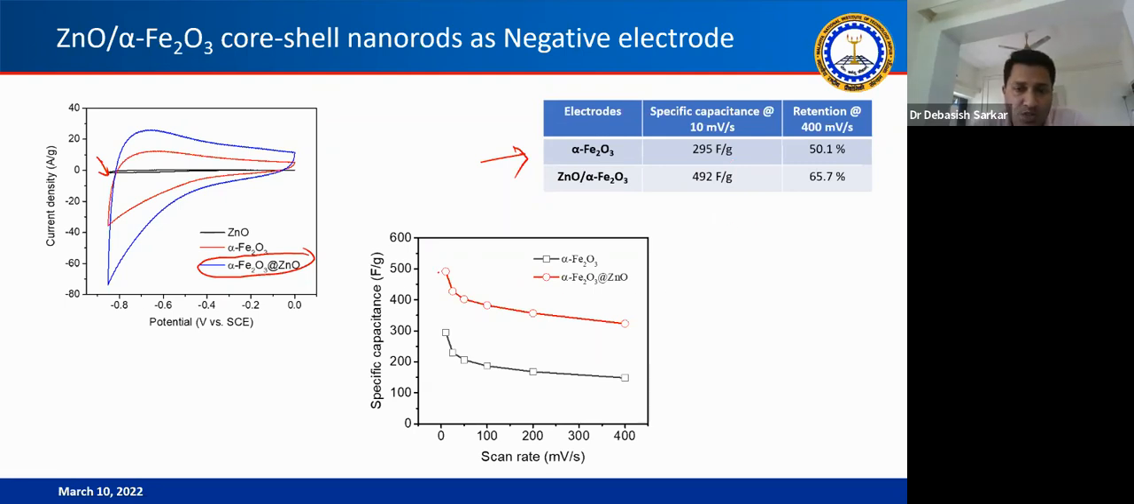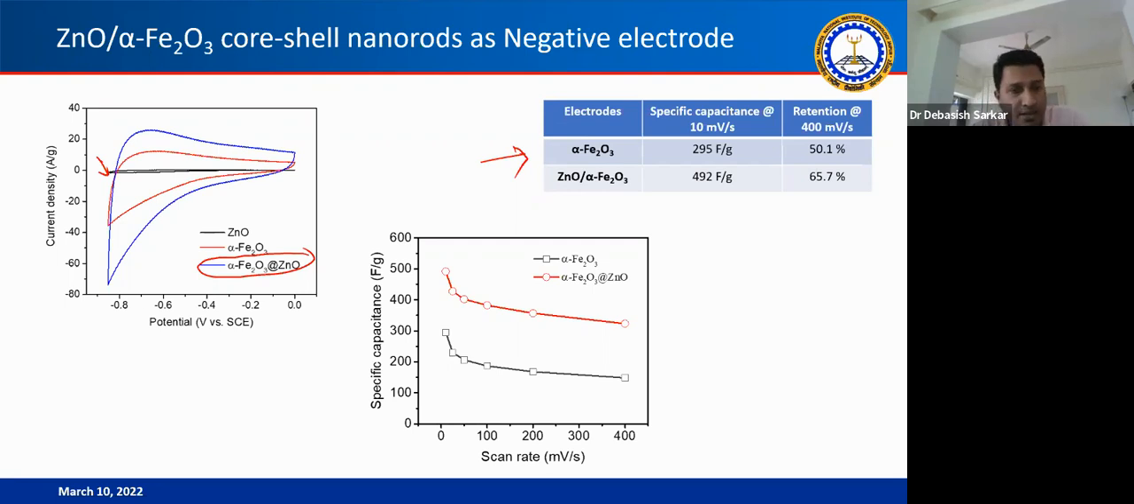And the graph shows the rate performance of iron oxide and the core shell structure when the scan rate was changed from 10 millivolt per second to 400 millivolt per second. So there is a significant jump in the specific capacitance for the core shell structure as compared to the pristine structure. And this is the effectiveness of designing a core shell structure.